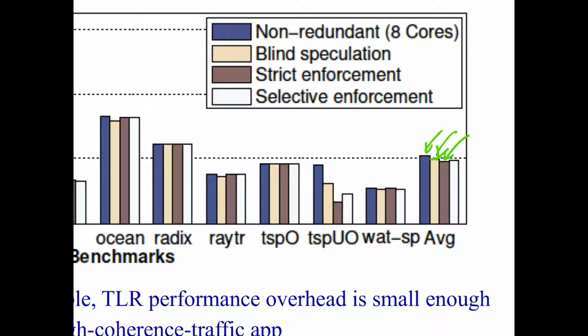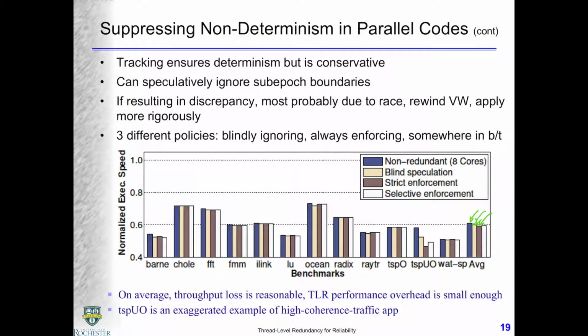We even had a small optimization. It didn't turn out to work that well. Selective enforcement says, let's be a little bit smart. In an epoch where we think we have this problem, we're going to enforce it. If we don't think there is a problem, we're just going to speculate up front. It doesn't work very well. So blind speculation works out pretty well. The point is really that the non-determinism can be suppressed using a pretty cheap approach.